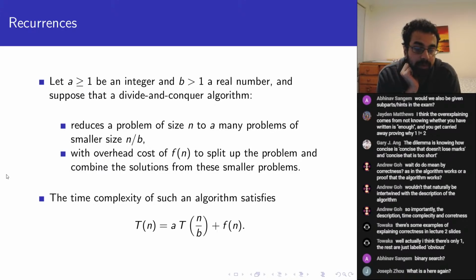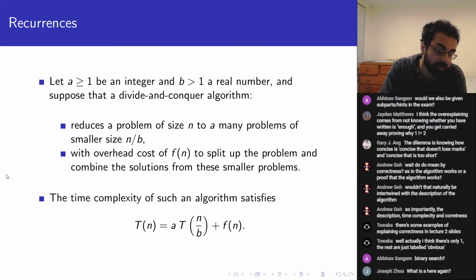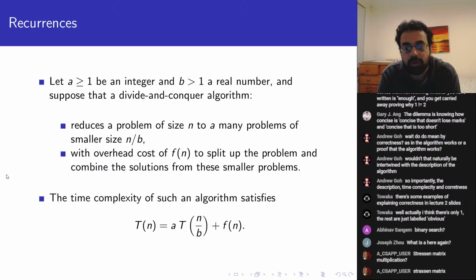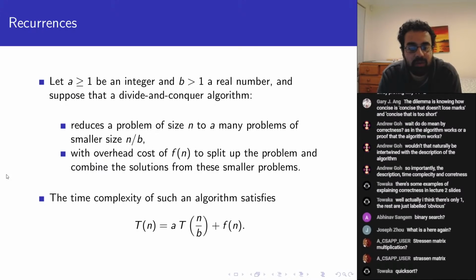A here is the number of small subproblems. B here is the fraction that the small subproblem is in terms of the size of the original one. So binary search here has a equals 1 and b equals 2. You start with an instance of size n, and you split it up into one instance of size n over 2, plus a constant amount of work to split up and recombine. Yeah, you're testing the midpoint, which should take constant time, and then you recurse only on one side. So you reduce your instance from one instance of size n into just one instance of size n over 2.